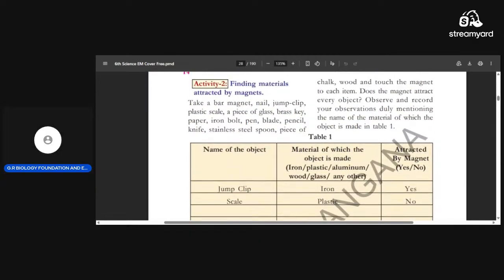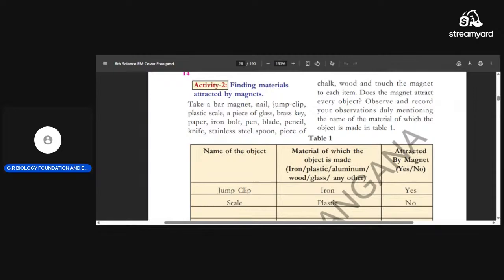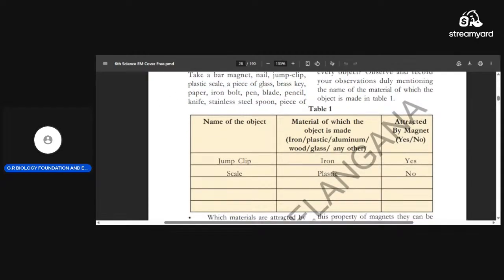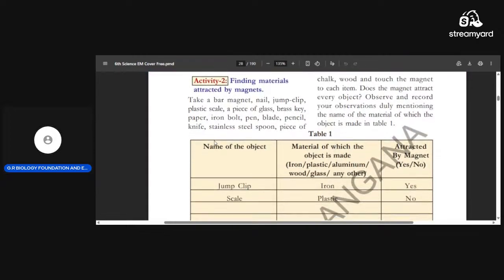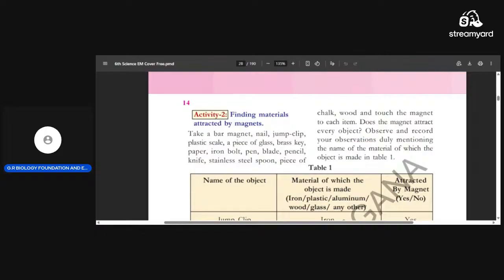Now here, we are going to discuss activity 2. What is activity 2? Finding materials attracted by the magnet. Here a list of materials is given. These are all we are going to test with the magnet. Which are attracted and which are not attracted, we will write in this box. Attracted, not attracted, the last column. Material, name of the object. Material: which the object is made of, iron, plastic, aluminum, wood, glass, or any other. And attracted or not attracted. So like this we are going to write in tabular form. One after another I am going to explain.